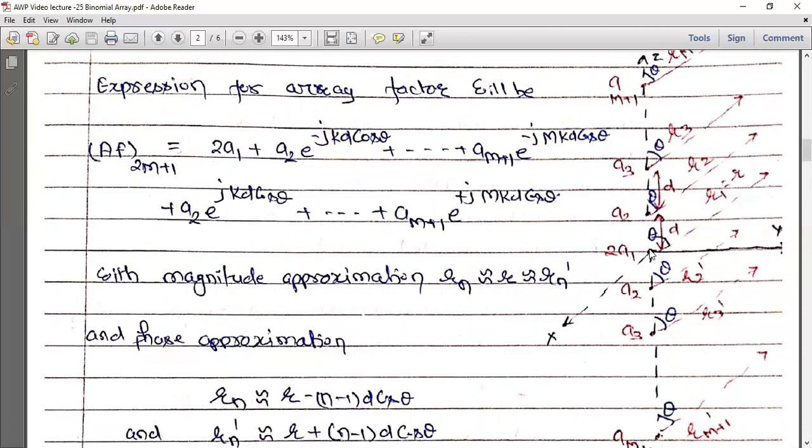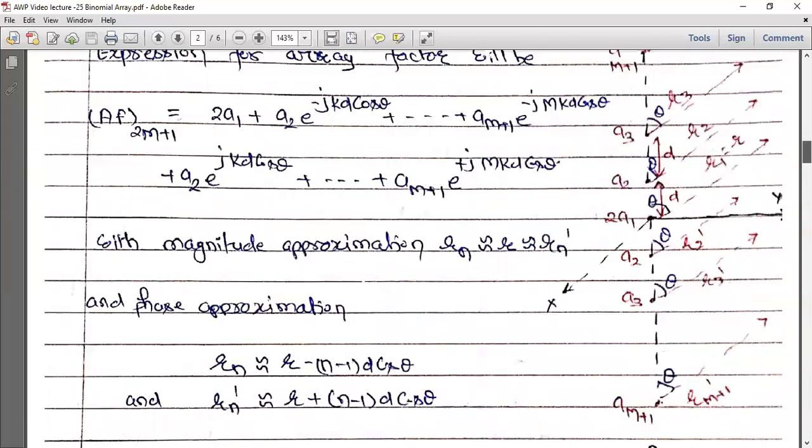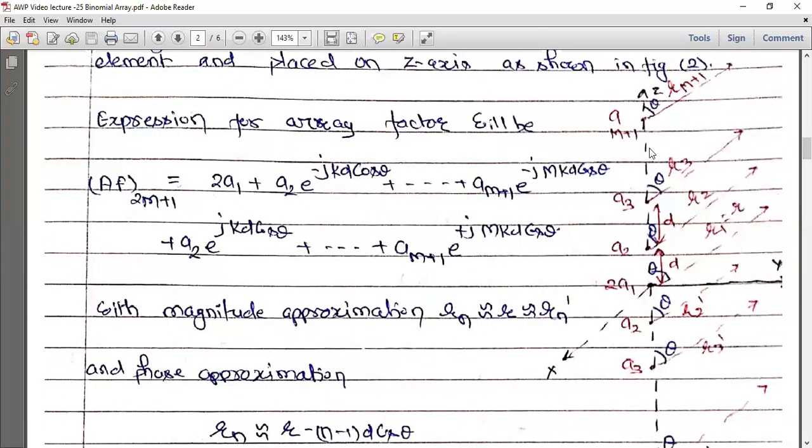The point of observation P is in the far field, and the distance of point P from the origin is r, and from the second element it is r2, r3, rm, and similarly for elements on the negative z axis, the distances are r2 dash, r3 dash, and rm dash, and so on. And you can verify that there are a total of 2m plus 1 elements. From A2 to Am plus 1, these are m elements, and from A2 to Am plus 1 on the negative z axis, these are m elements. So that is 2m elements total and 1 at the origin, so it is 2m plus 1.